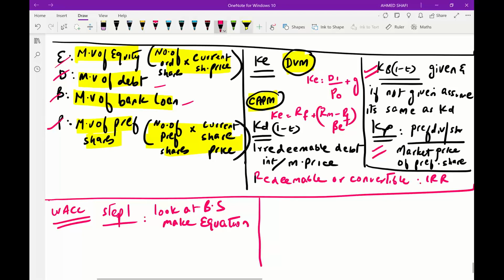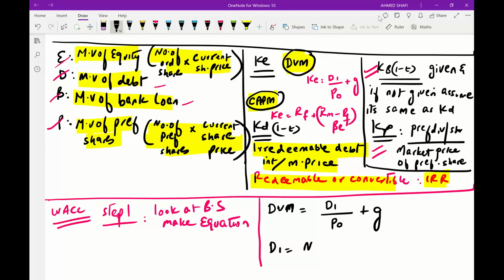KD, if debt is irredeemable, it's a formula: interest over market price. If it's redeemable or convertible, apply our method. And for KE, there are two methods. Dividend valuation model, which states KE is D1 over P0 plus G.